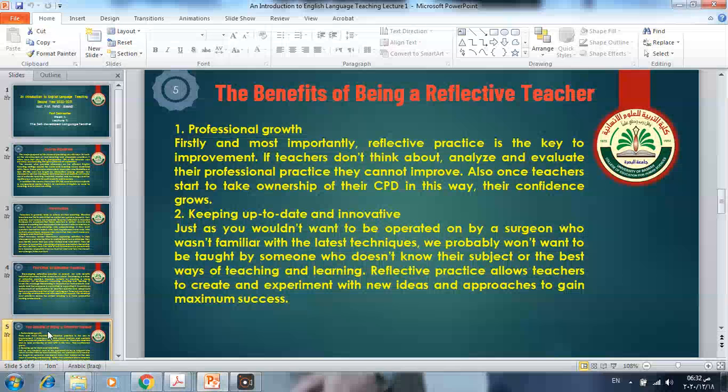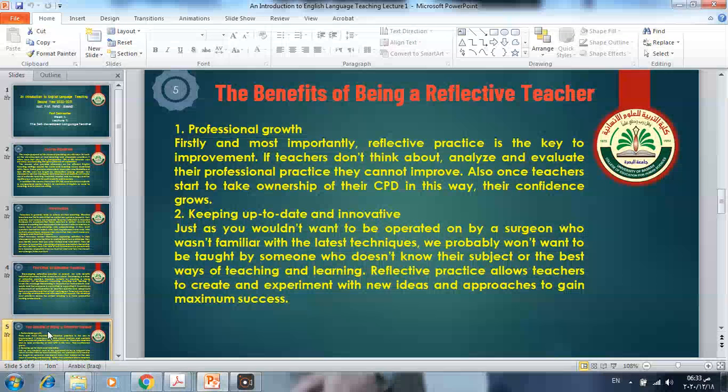Benefit number two, keeping up to date and innovative. Just as you wouldn't want to be operated on by a surgeon who wasn't familiar with the latest techniques, we probably won't want to be taught by someone who does not know their subject or the best ways of teaching and learning. So this is a good metaphor to start with.